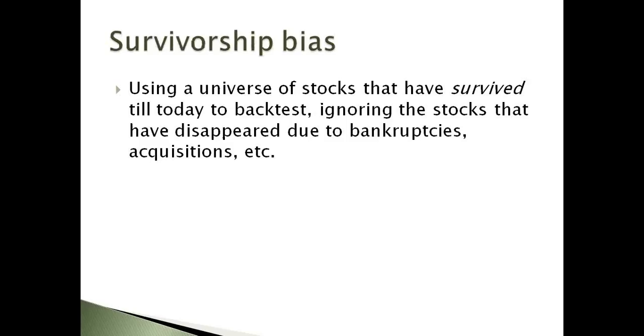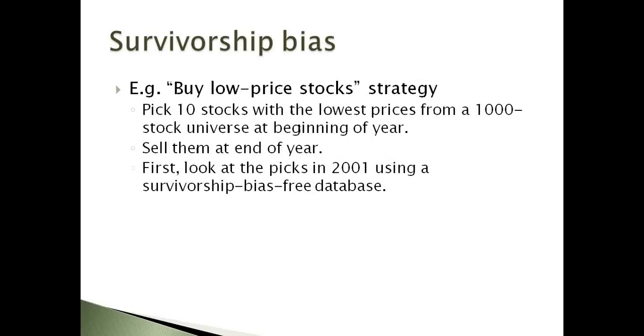Okay, so to talk more about the next bias, survivorship bias. Like I said, you are backtesting a universe of stocks while ignoring or excluding those stocks that have gone bankrupt since the strategy was first applied in the backtest. And going back to that buy low, sell high strategy, remember that we were picking 10 stocks with the lowest price from a 1,000 stock universe at the beginning of the year, and we are selling them at the end of the year.